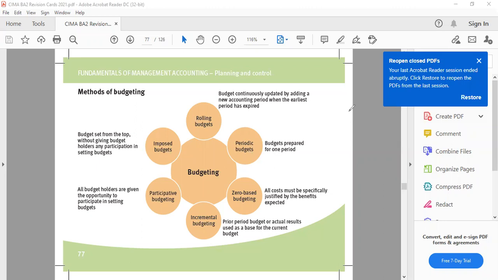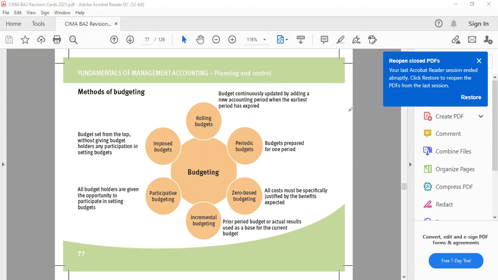So when the January month expires, the budget which is separately prepared for January, February, March, out of that, the January budget will be dropped, and the next month will be April. So the April budget will be prepared and included in the budget. So that's a rolling budget.